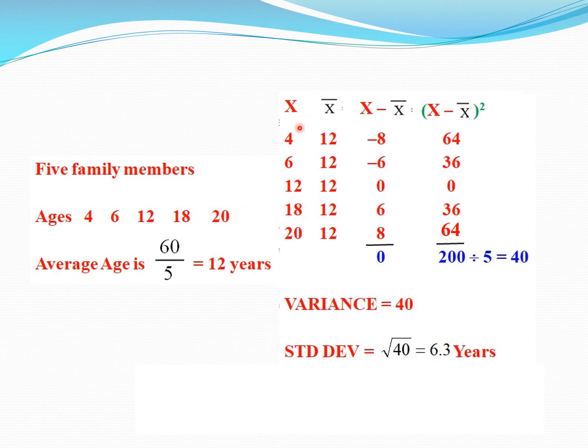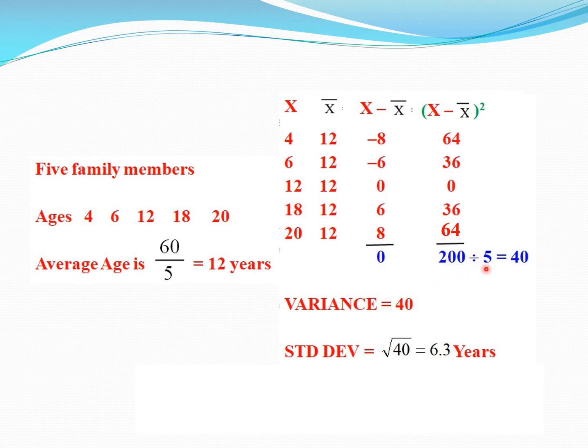The average is 12. The difference between 4 and 12 is minus 8. Next one is minus 6, 0, 6, 8. And then to prevent the positives cancelling out the negatives, square them again. So we get 64, 36, 36, and 64. And adding all that up, we get 200.